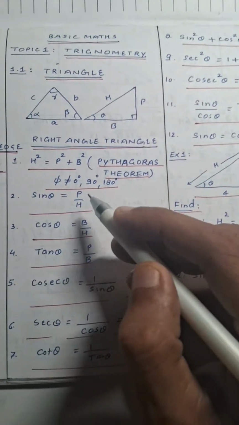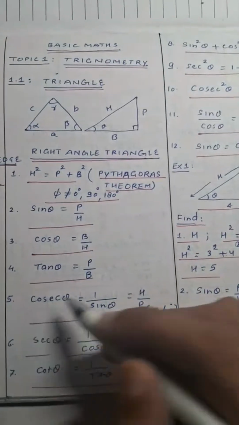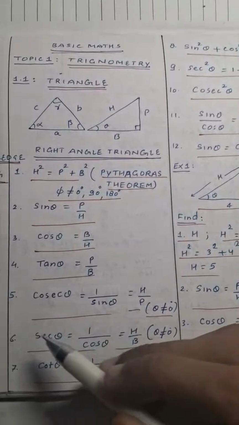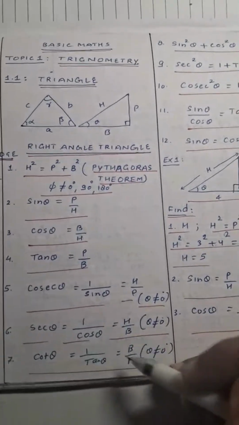Then we have sin theta is equal to p by h, cos theta b by h, tan theta p by b, cosec theta 1 by sin theta, which is h by p. Assumption is theta is not equal to 0. Sec theta 1 by cos theta, h by b, cot theta 1 by tan theta, b by p. Theta is not equal to 0 over here.